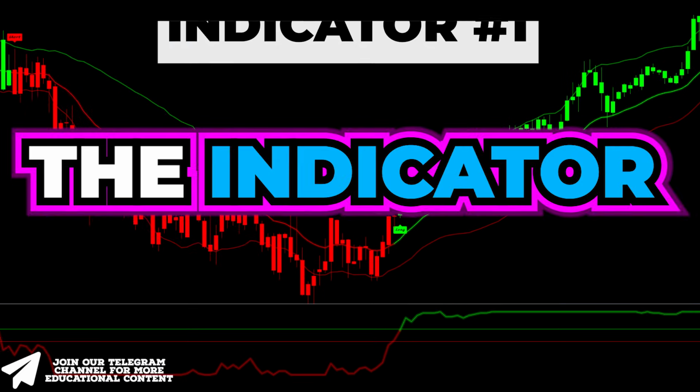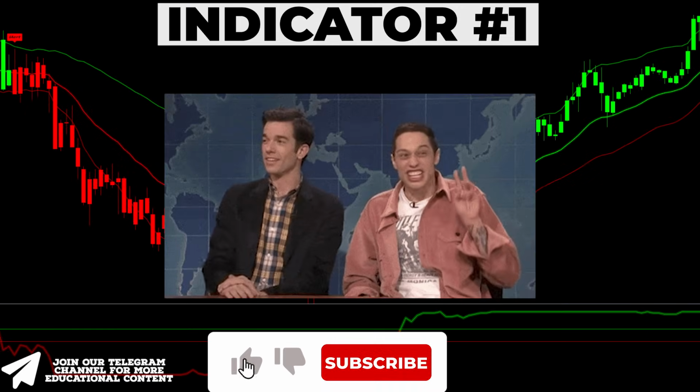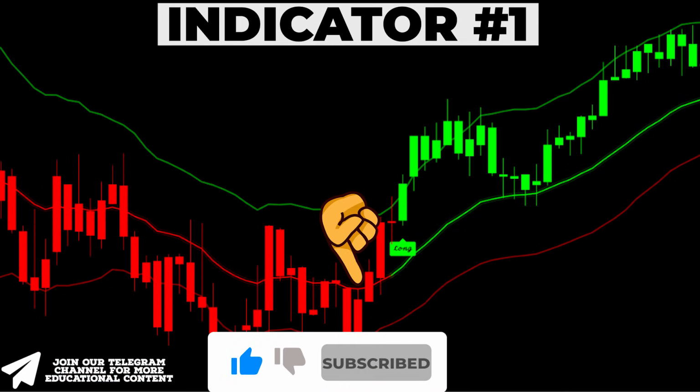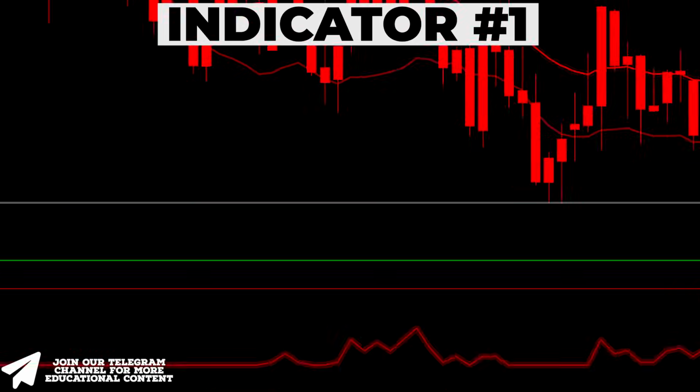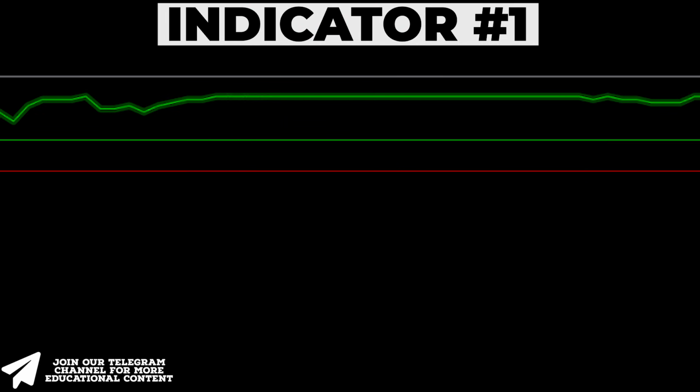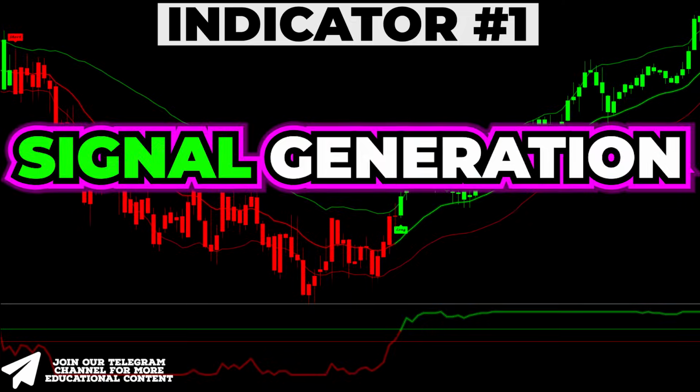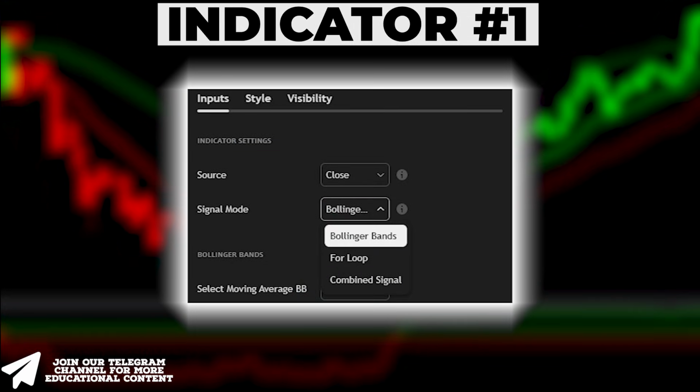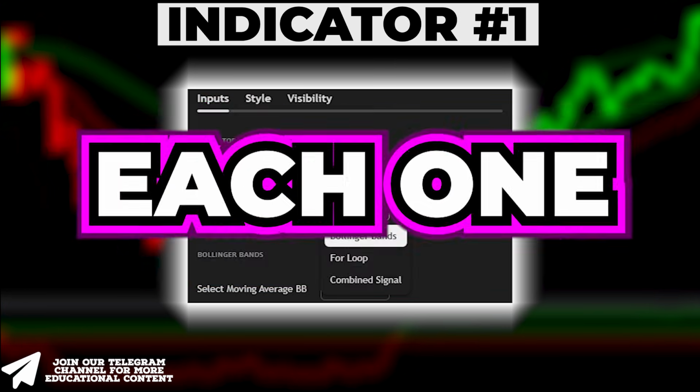As you can see, the indicator consists of two components: the main overlay with a baseline and bands, and an oscillator displayed at the bottom. They handle signal generation, depending on the selected mode in the settings: Bollinger Bands, for loop, or combined. Let's briefly overview each one.